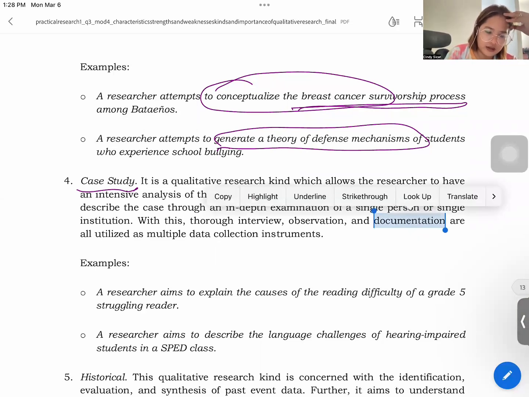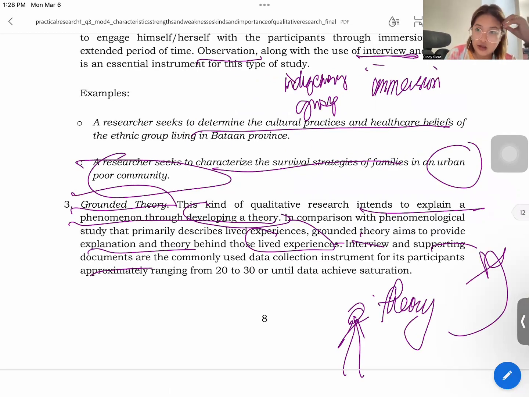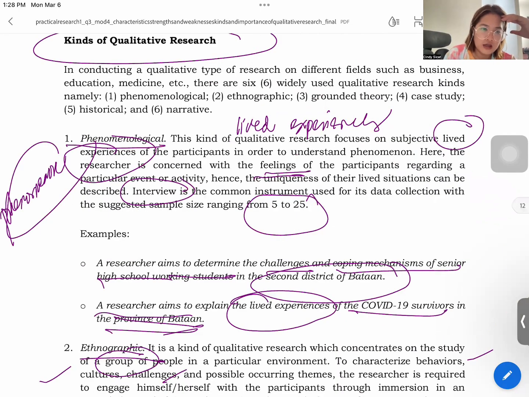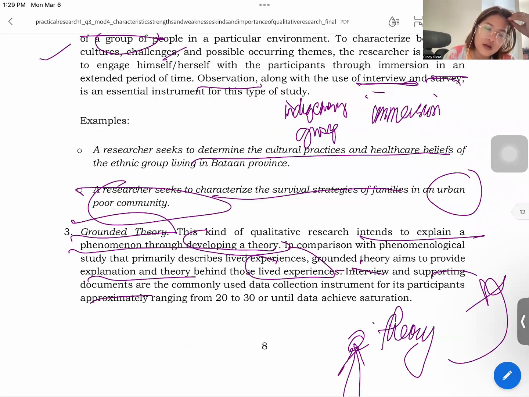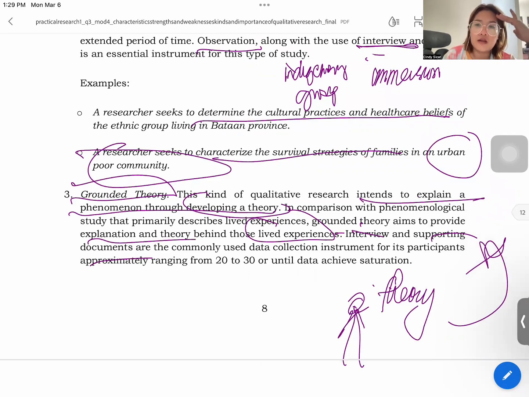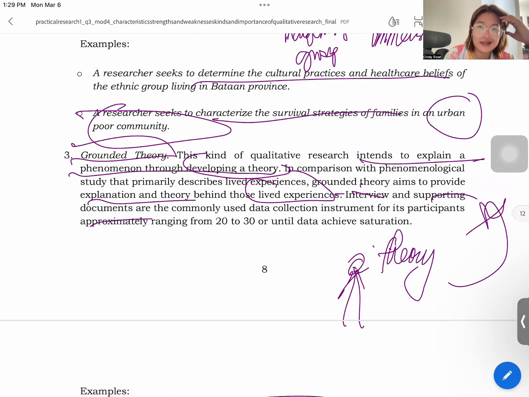So, after natin dito sa phenomenological, which is lived experiences, and then ethnographic, which is practical about a group of people, and then you immerse, and then grounded theory, wherein you try to come up with a theory or an explanation. Yeah, theory talaga. Based on what was collected na data, we move to a case study.